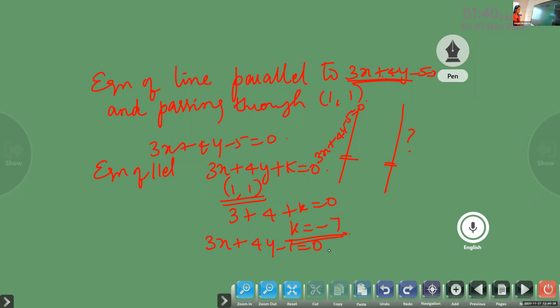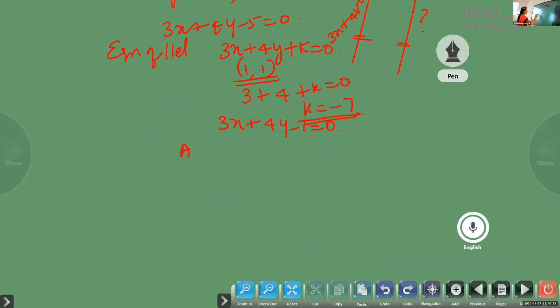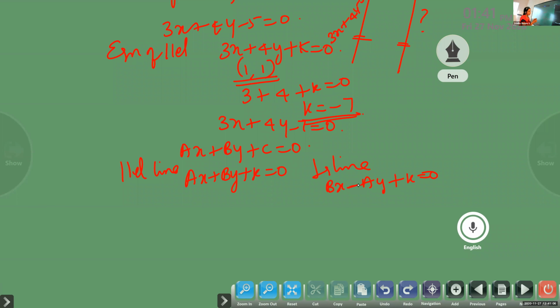Are you able to recall this? Suppose the equation is ax plus by plus c is 0. The equation of the parallel line is ax plus by plus constant is 0, isn't it? And what is the equation of the perpendicular line? bx minus ay plus k is 0. The x and y coefficients we interchange and change the sign. So like this also you can try.